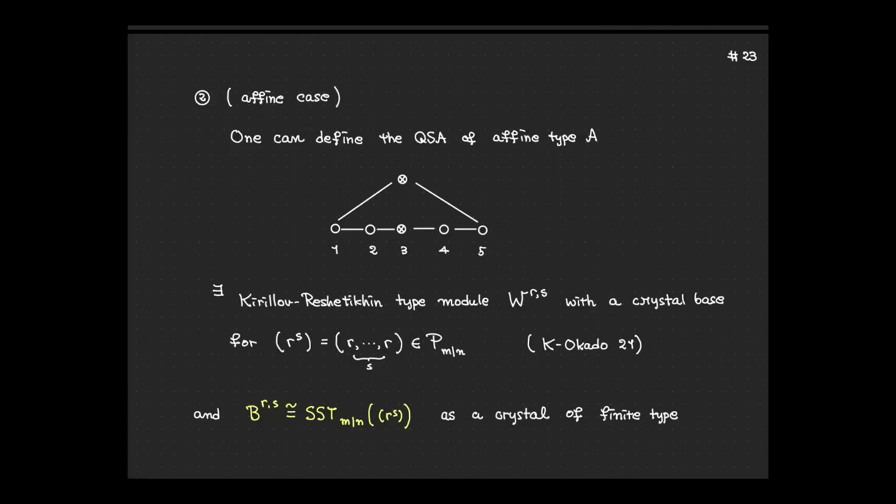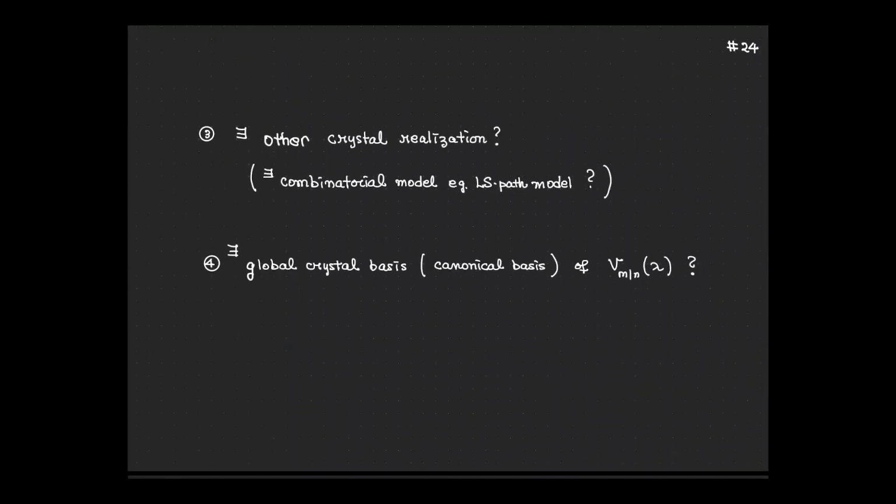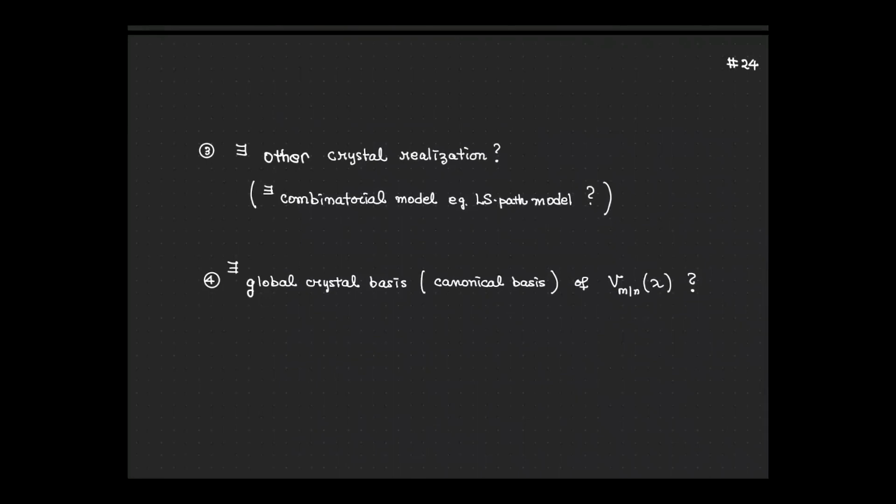And finally, some comments about the crystal for GLMN. So far, one may ask whether there is another crystal realization. For example, in the case of Kac-Moody algebras, there are many combinatorial models. Some of them are specific to the type of the Lie algebra, but some models have a very uniform realization that doesn't depend on the type.